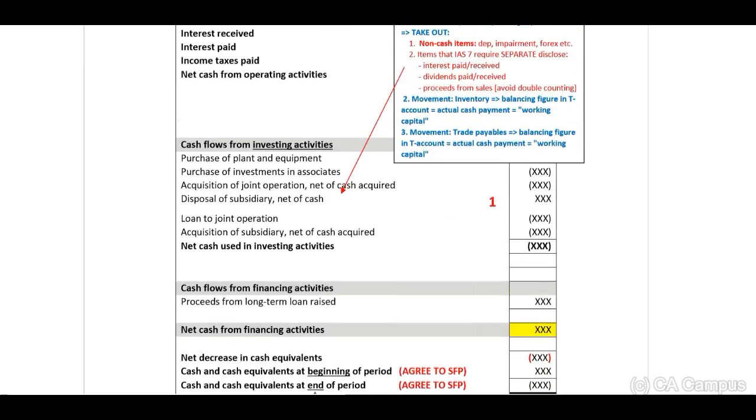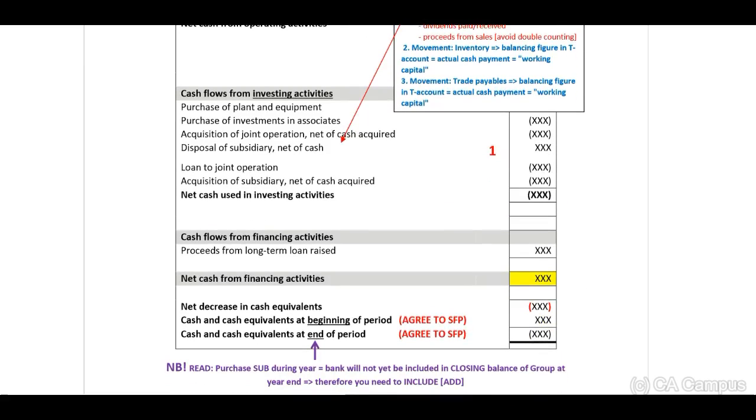The purpose is to provide the readers of the financial statements with a reconciliation of the movement in our cash and cash equivalents. Therefore, we are preparing a reconciliation from the opening balance of our cash and cash equivalents to the closing balance of our cash and cash equivalents by means of a cash flow statement. Therefore, guys, a cash flow statement is technically a reconciliation of our bank account.